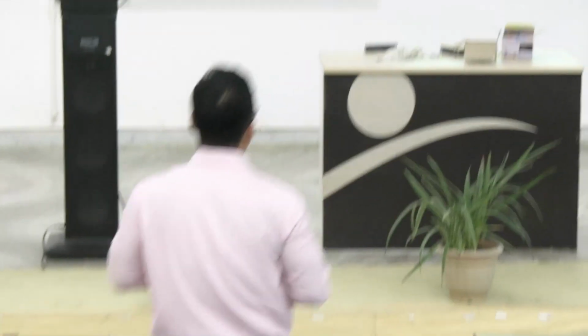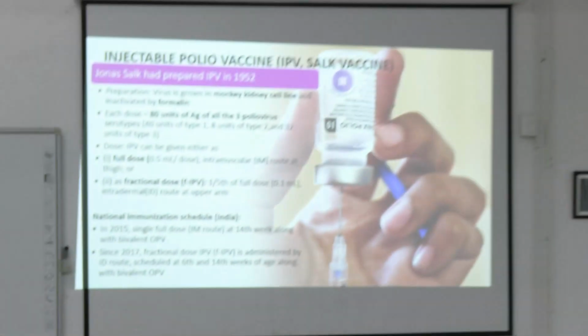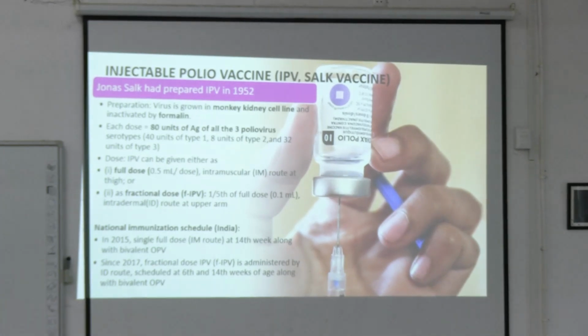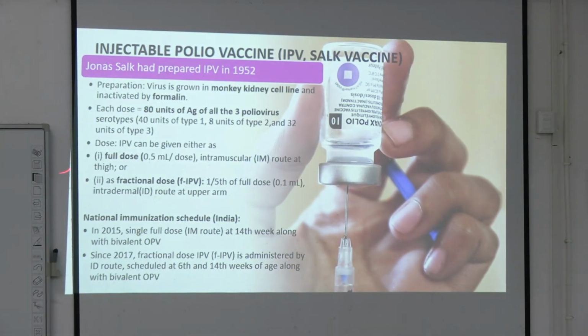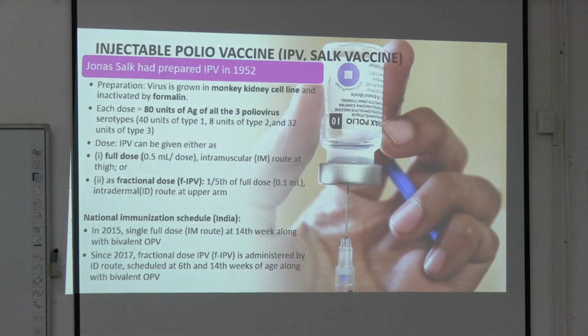See, polio virus er moddhe je vaccine ta IPV, that was started in 1952 by this scientist Jonas Salk. So it is called Salk vaccine. So ki korlo, virus টাকে monkey kidney cell line এ দিল, then সেখান থেকে extract করে নিয়ে it is inactivated by formalin, inactivated viral vaccine. Okay, so each vaccine has 80 units of all the three antigens of the poliovirus. Type 1 আছে, type 2 আছে, type 3 আছে, ঠিক আছে?